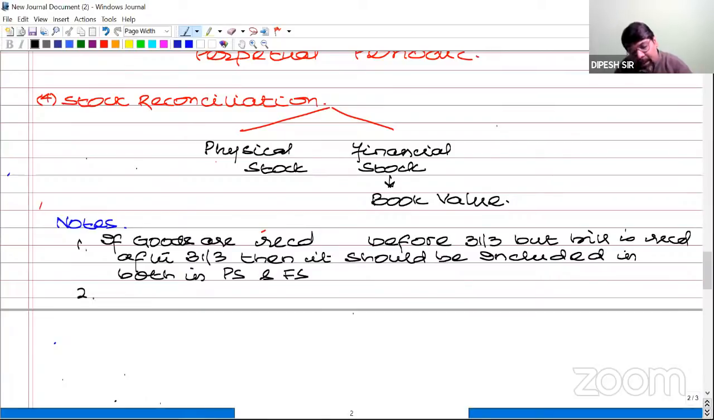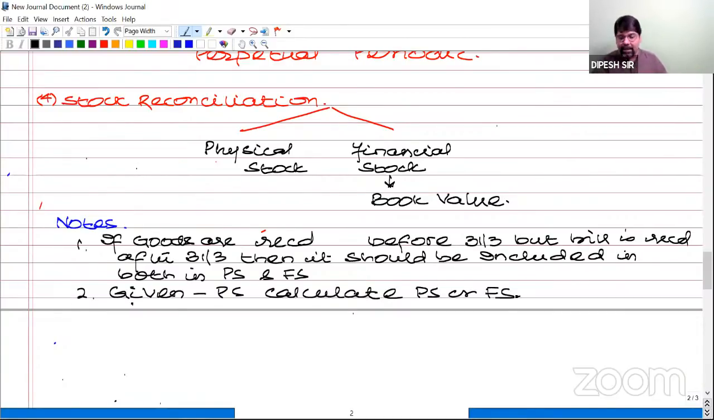Note 2. It would always be given in the question physical stock, and calculate either physical stock or financial stock. Am I clear, chartered? Yes.